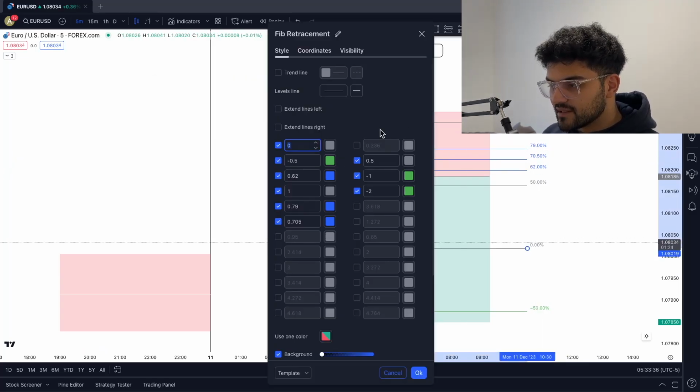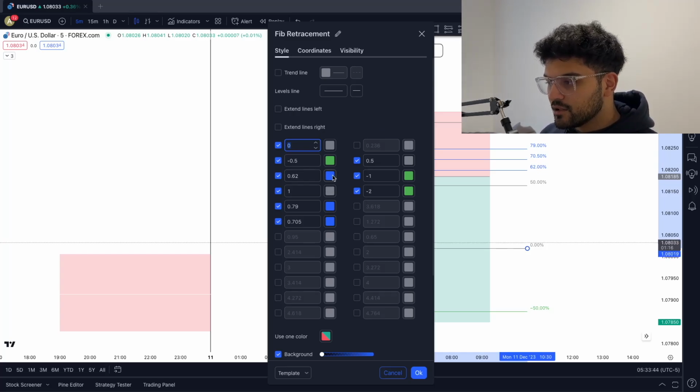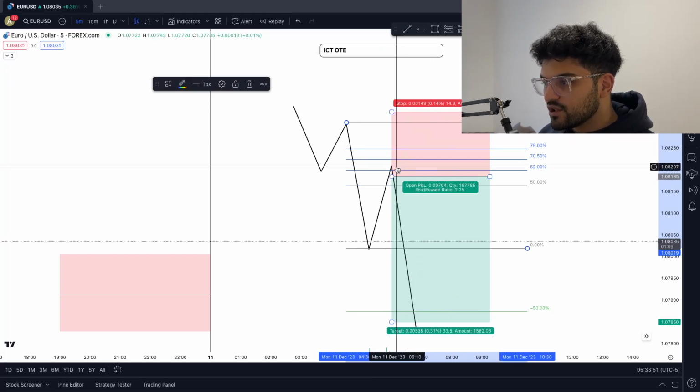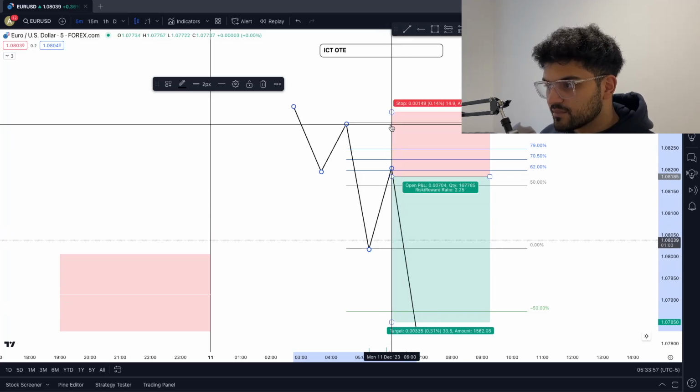So these are the settings. Copy them, pause the video, or if you're quick, just copy it like this. But the main entry that ICT says you should enter with is the 0.62 area. This area is the one where your entry should be, because sometimes it just taps it and then plummets down. Sometimes you'll have drawdown, sometimes you'll come all the way there.